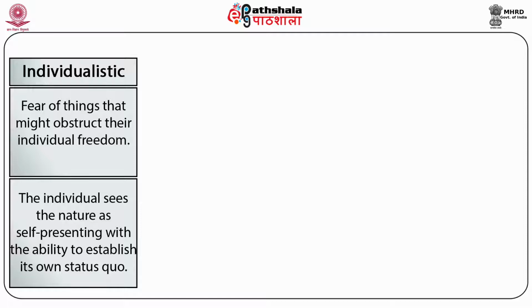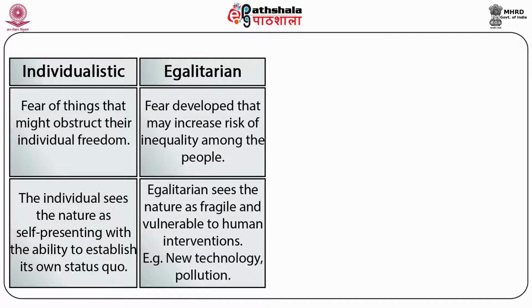Contrary to the individualistic setup in a given culture, we have the egalitarian setup, where some kind of fear develops that many may increase the risk of inequality among the people. The concept says that all are equal in an egalitarian setup. Gender-wise, people are equal. Socioeconomically, there are no inequalities. If not, there will be social disintegration. So there is some kind of fear. What happens if this chain breaks up? So inequalities may arise. The egalitarian structure may be lost, which is happening at an unconscious level.